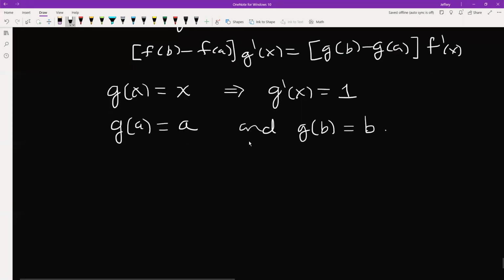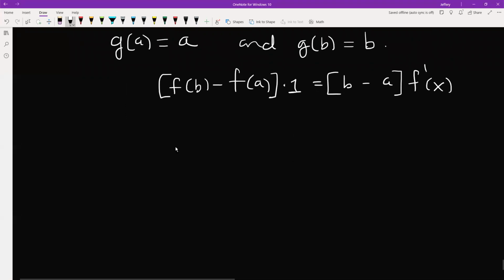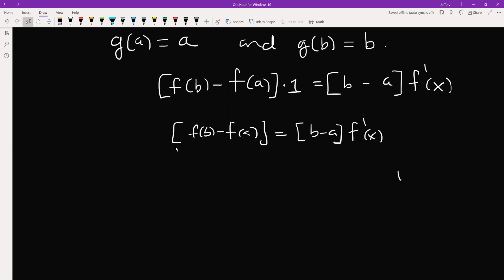So we can write this down again. We get f of b minus f of a times g prime of x, which is just 1, is equal to g of b, which is b, minus g of a, which is a, times f prime of x. Okay, so yeah, I kind of feel like I should have proved the first one, but I don't really have to for this class I'm taking. So I'm just doing this. So f of b minus f of a is equal to b minus a times f prime of x. And there you have it.